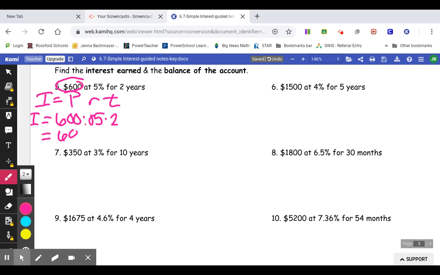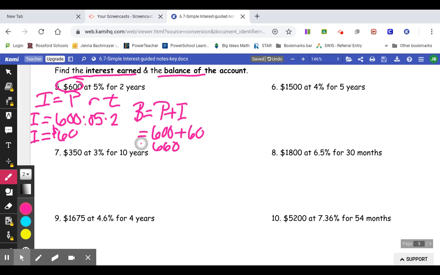But in our directions, it says find the interest earned and the balance of the account. So the interest that it has earned is $60. The balance, remember, is the principal plus interest. So the principal was the $600 in there originally. The interest is the $60 that I just found. So my total is $660 in my account. So again, we had two parts to that question. Okay, let's skip down to number 8.